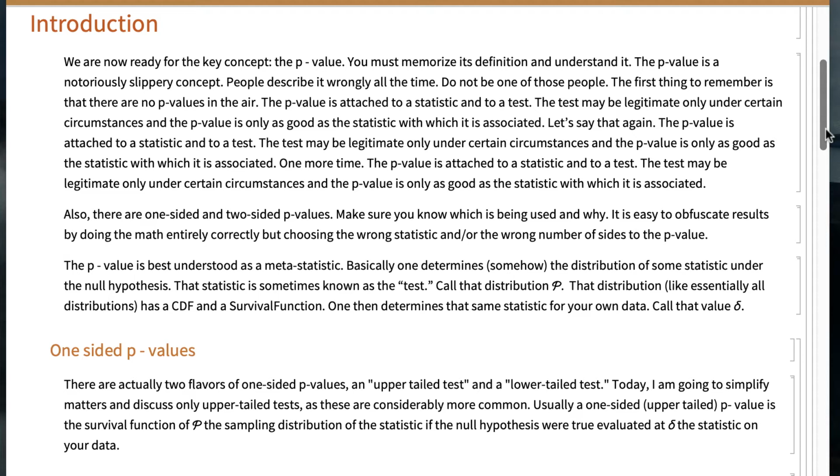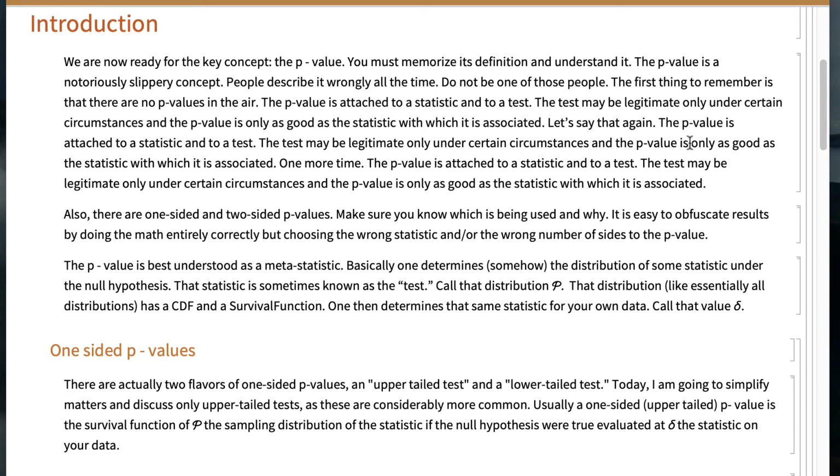As I said, it's a slippery concept, and it's one of those things that you just need to commit to memory. The first thing to remember is that there are no p-values in the air. You can't just look around and find a p-value. A p-value is attached to a statistic and to a test, and that test may only be legitimate under certain circumstances. So if the test is illegitimate, the p-value is illegitimate as well.